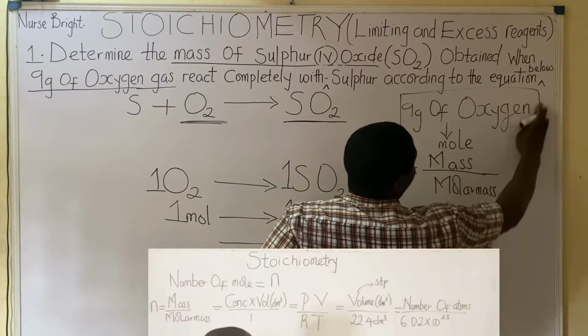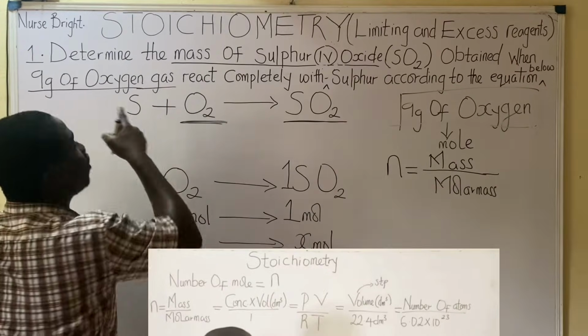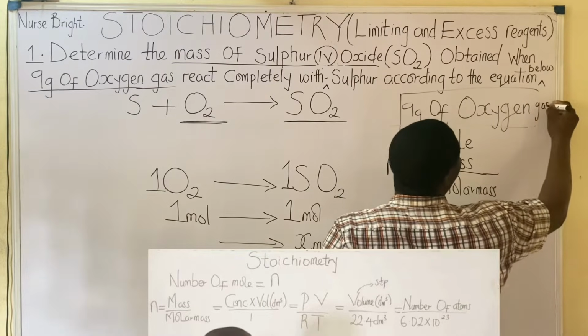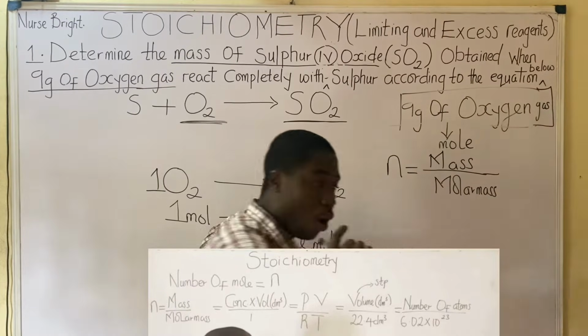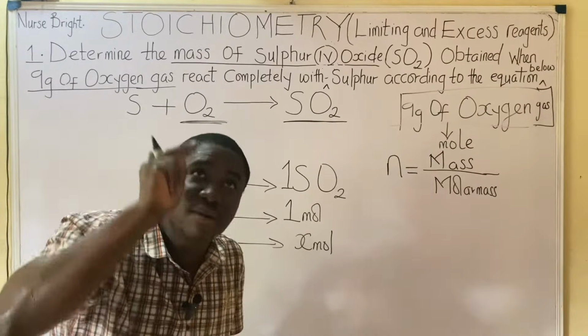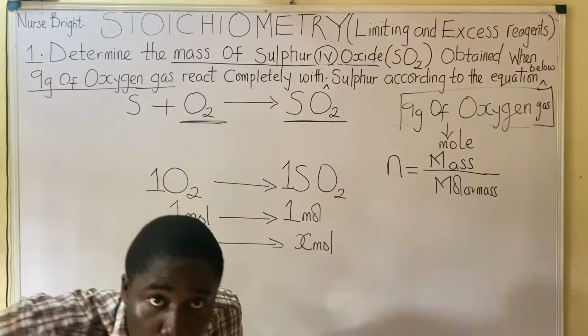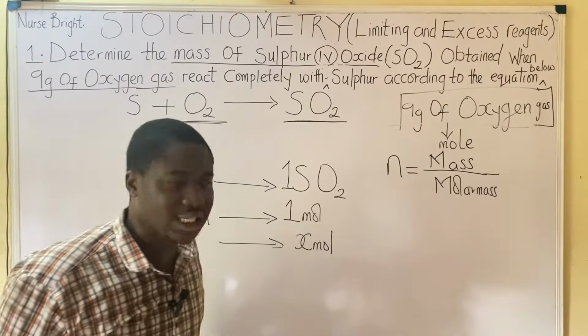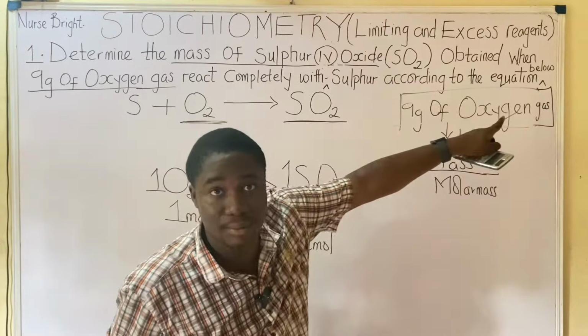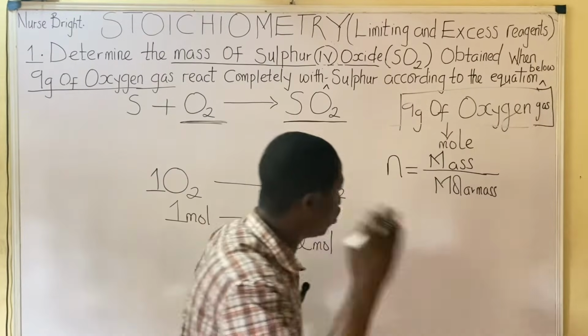Please watch. Let's be specific, because the question said 9 grams of oxygen gas. They did not say 9 grams of oxygen. Please note, oxygen gas, you have to be specific, because oxygen gas is symbolized as O2. Do you understand? They did not say oxygen atom, that is just O. Oxygen gas, that's what the question said. That's why we have to write that back. Oxygen gas is O2. Note that.